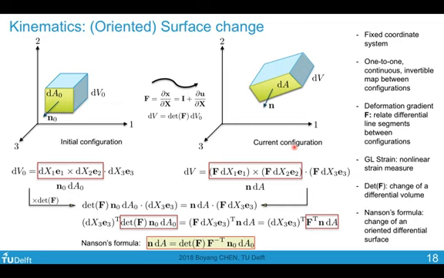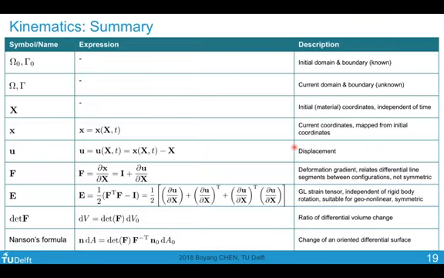So now we have discussed everything in terms of kinematics, from point-to-point map, to a mapping between line segments, to strain, which discusses the change in length, to determinant of F, which relates the change in differential volume, and then to Nanson's formula, which describes the change of an oriented small surface. This is a summary of what we've covered.